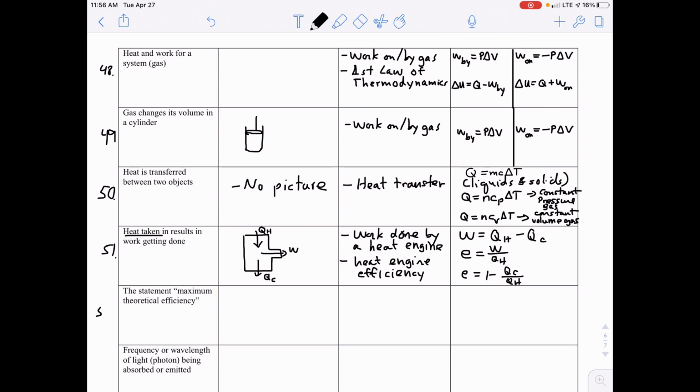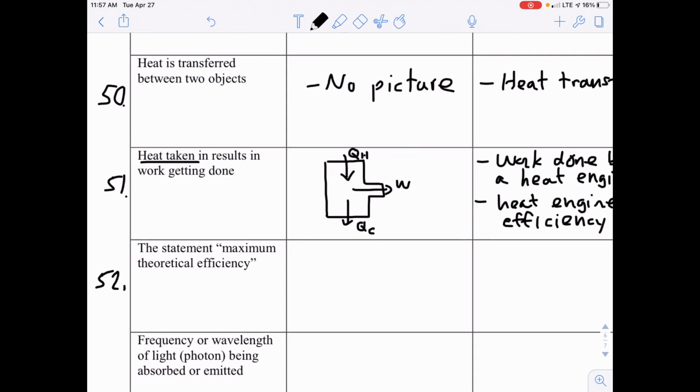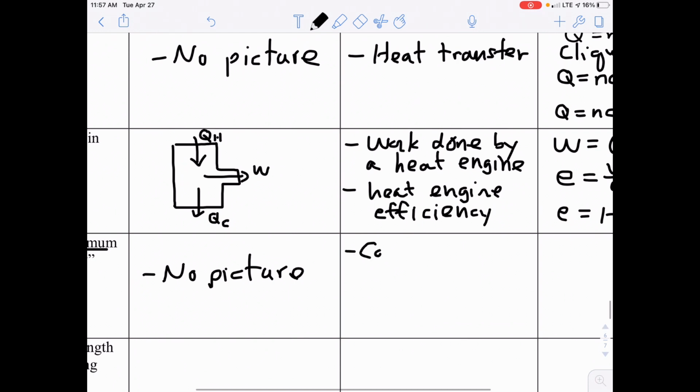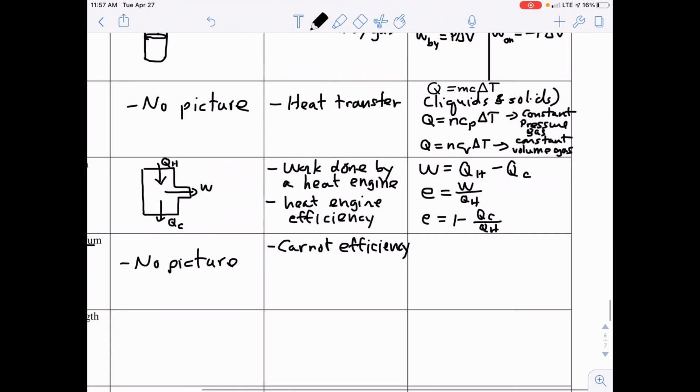Now in 52, we're talking specifically about maximum theoretical efficiency. In this one there's no real picture per se, but when you see the phrase maximum theoretical efficiency, we are talking about a Carnot engine. A Carnot engine is a maximum theoretical engine, used to analyze the maximum potential that an engine could do its work, not what it will do.